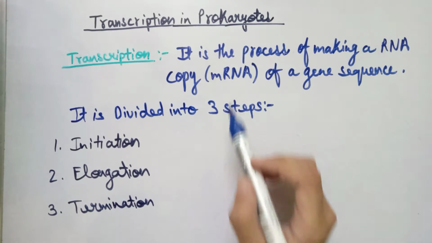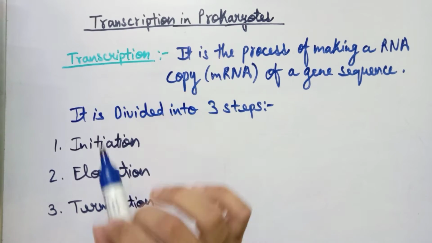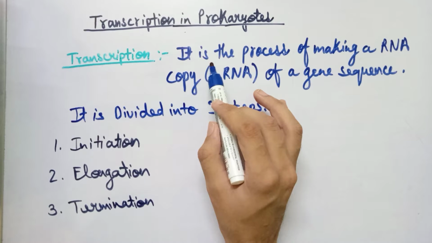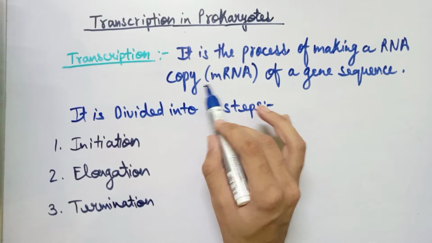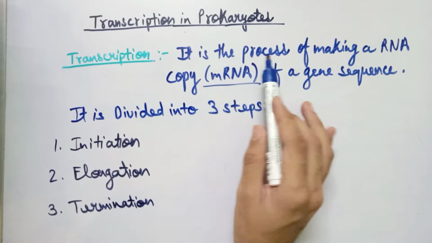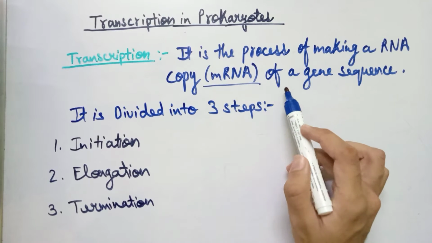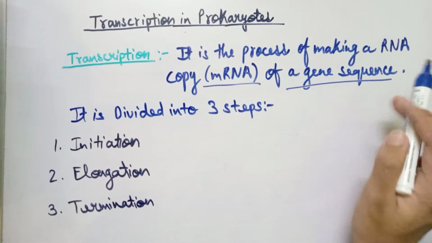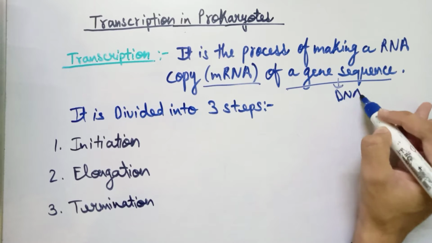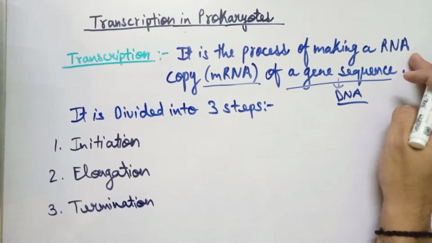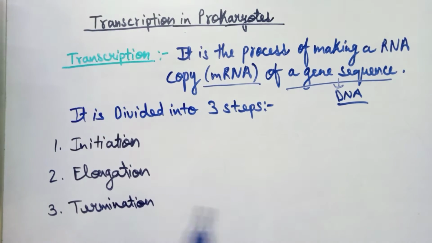Today we will study transcription in prokaryotes. First we will study what transcription is. Transcription is the process of making an RNA copy. Mostly it is the mRNA which is made. So it is the process of making an RNA copy, which is mRNA, from a given gene sequence, and this gene sequence is DNA. So from a DNA, the RNA copy, which is mRNA, is made. This process is known as transcription.